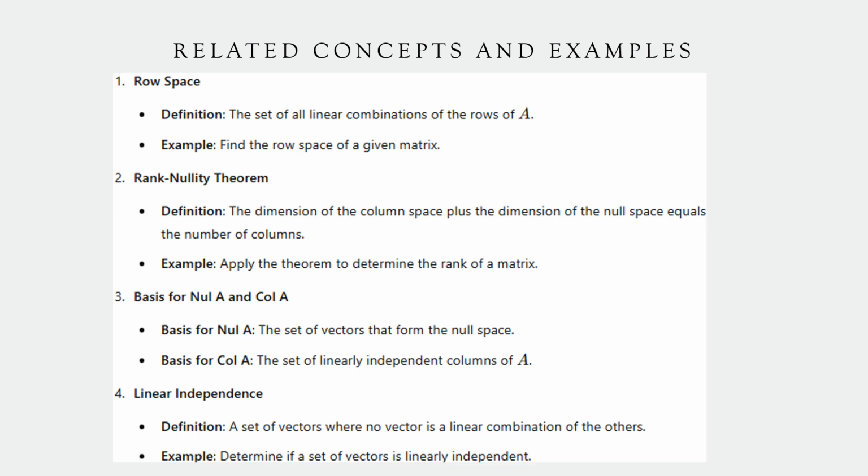Third, we have basis for null A and column A. The basis for null A is the set of vectors that form the null space, whereas the basis for column A is the set of linearly independent columns of A. And linear independence is defined as a set of vectors where no vector is a linear combination of the others. An example of that would be to determine if a set of vectors is linearly independent.